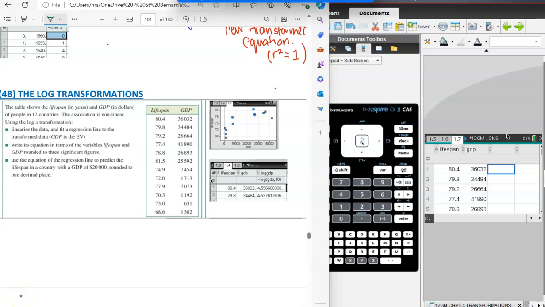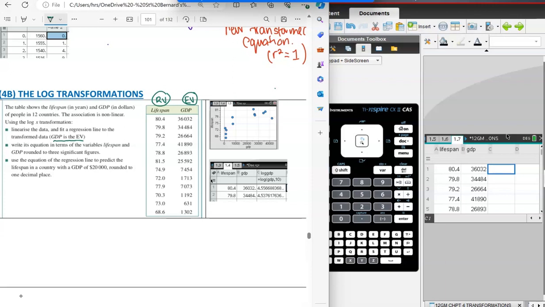All right. So we are going on to another type of transformation. We're going to be looking at how we could do a log transformation. In this case, we've got lifespan and GDP. They gave this for 12 countries, it's in this blurb here. And they did tell you which one is the EV to help you, because sometimes we would not know. So we now know that that is EV and that's RV.